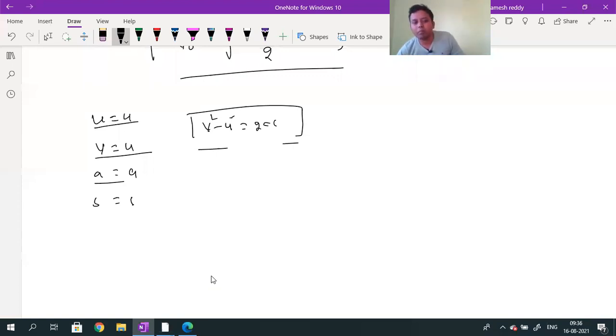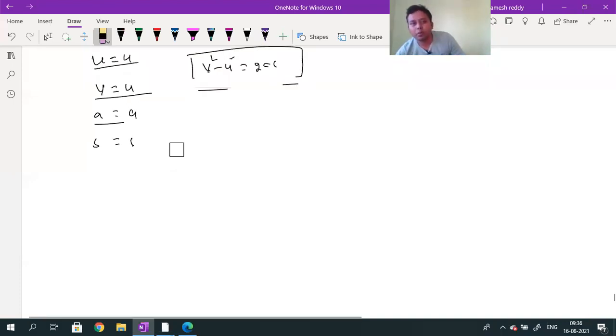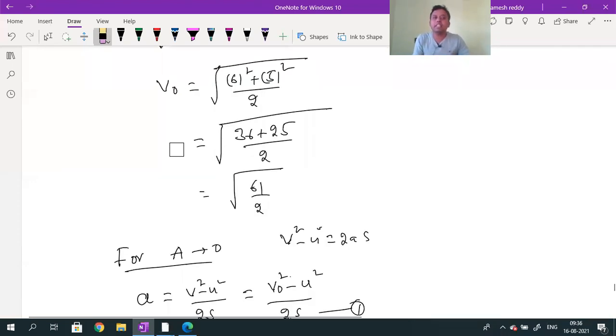So next question, one more last question for today. Last problem answer is over now already. What is the answer for the last problem? V naught value will be equal to how much? Root over 61 divided by 2. Root over 61 divided by 2, and this is the answer for the last problem. Is it okay?